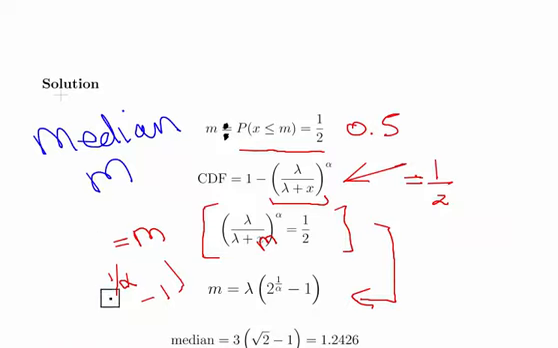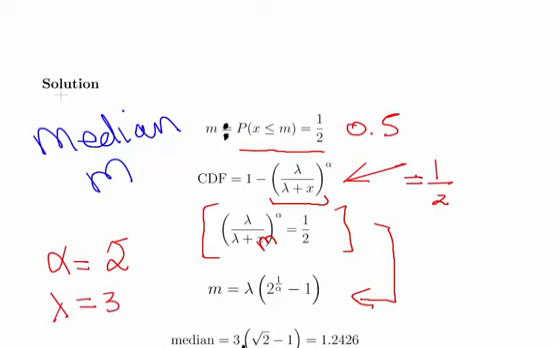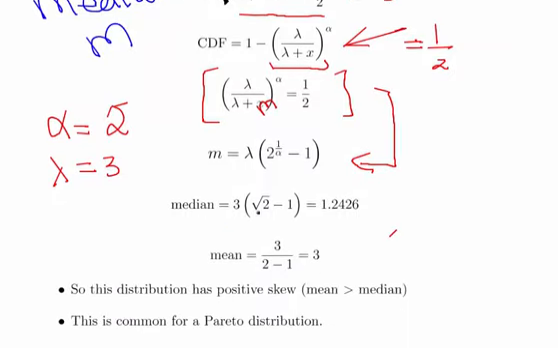Now, previously we were told that alpha is equal to 2 and lambda is equal to 3. So what we get here is this expression. Just subbing in the values: 3 times the square root of 2 minus 1, and that turns out to be 1.2426. Using the expression previously for the mean, which was lambda divided by alpha minus 1, that simply works out to be 3.